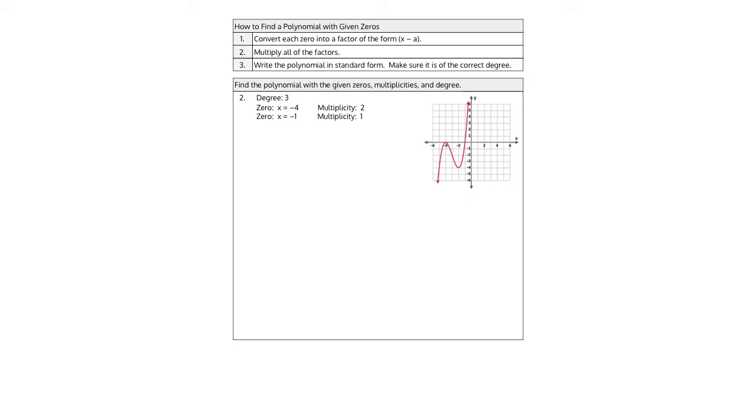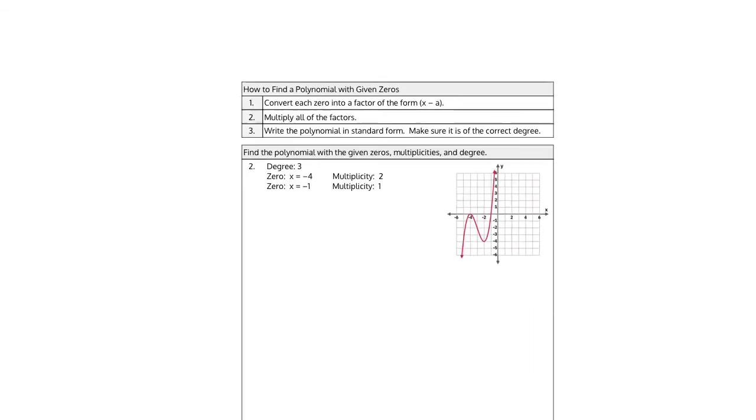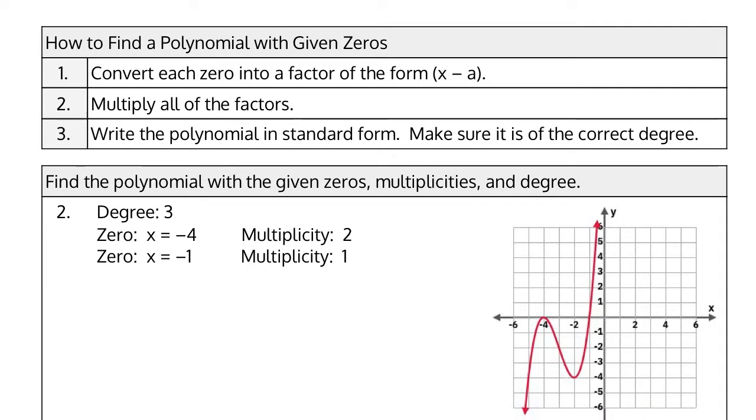Okay, today we're going to talk about how to find the equation of a polynomial given its zeros. There are three basic steps. First, at every zero, you convert it into a factor in the form x minus a. Then you multiply all of the factors and write the polynomial in standard form. And then make sure that it is of the correct degree. They are going to tell you the degree in the question.